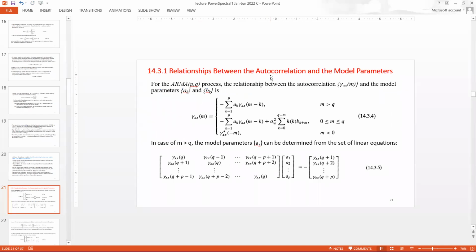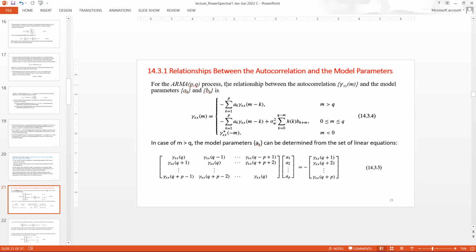Relationship between autocorrelation and model parameters. Now if you ask me, sir, what will the question be like? See, the very title is the question. Express the relationship between autocorrelation and model parameters. Model parameters here means the ARMA process parameters.